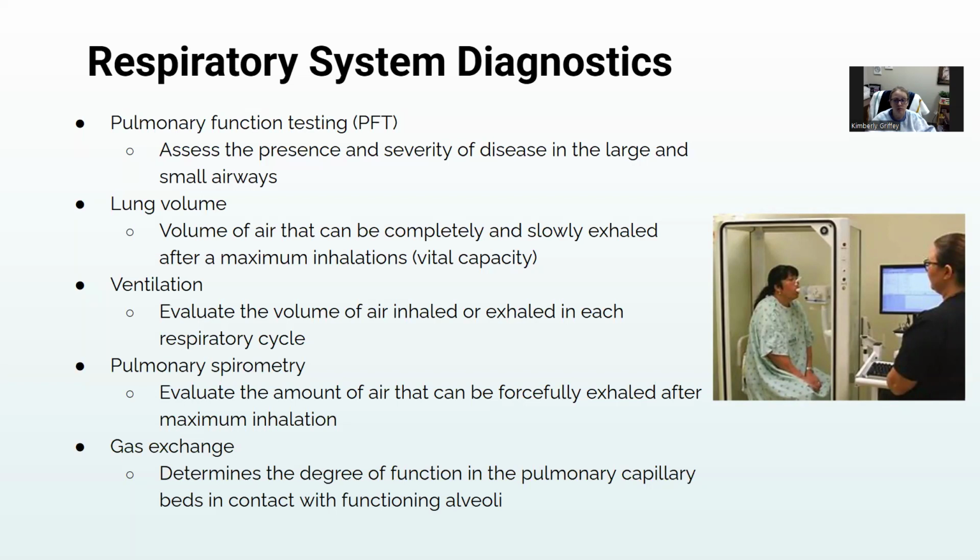So you want to completely exhale all your lung volume after you've taken a big deep breath in. It's going to assess your ventilation, so it's going to evaluate how much air is inhaled or exhaled with each respiratory cycle. There's also pulmonary spirometry, and this is the amount of air that can be forcibly exhaled after maximum inhalation. And this is also going to look at gas exchange. So this is going to determine the degree of function in the pulmonary capillary beds in contact with functioning alveoli.